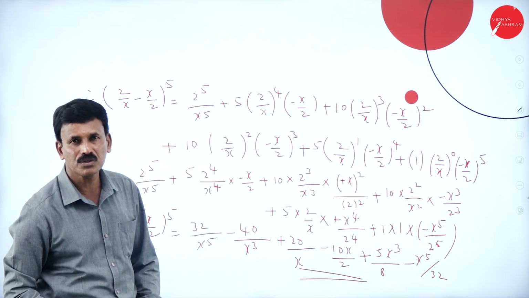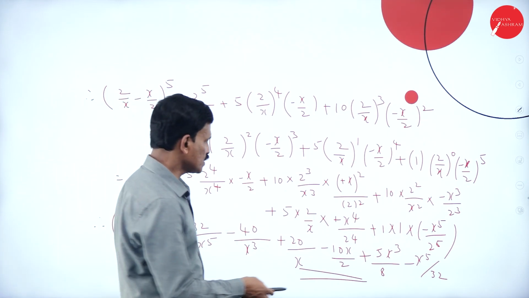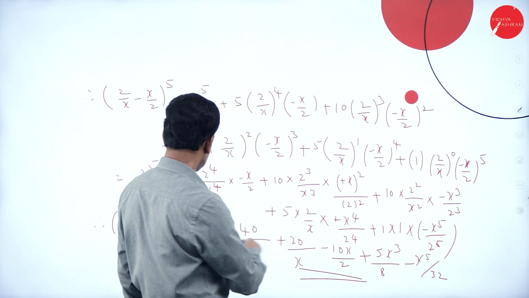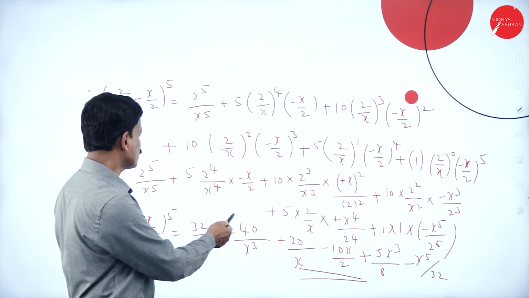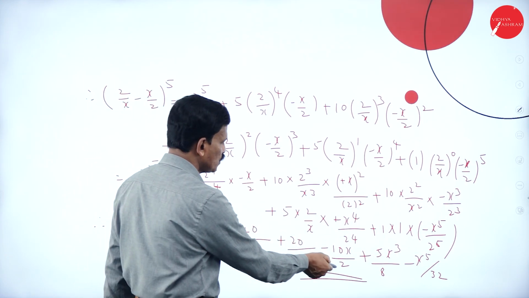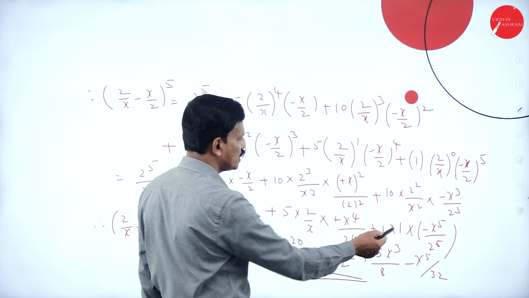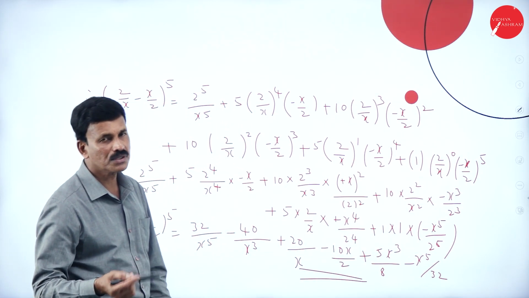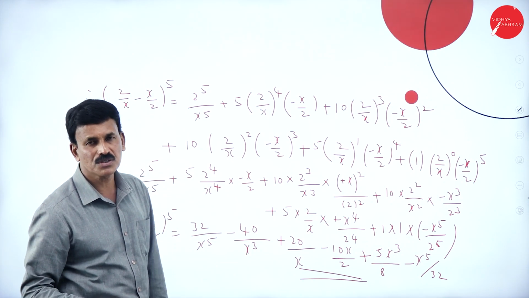That's it. Hope you followed. If you want, you can simplify: 32 by x raised to 5 minus 40 by x cube plus 20 by x minus 5x, since 10 by 2 is 5x, plus 5 by 8 x cube minus 1 by 32 x to the power of 5. That's it. This is how we are going to simplify.